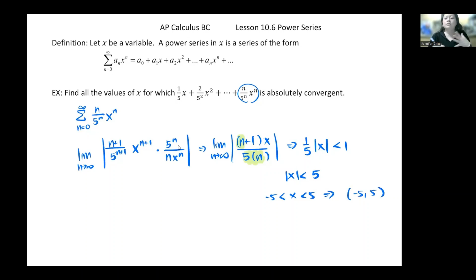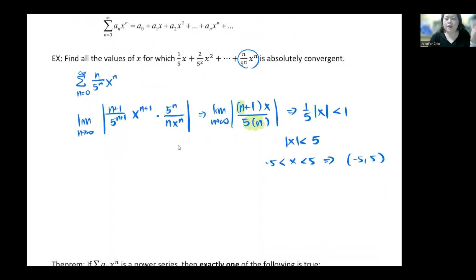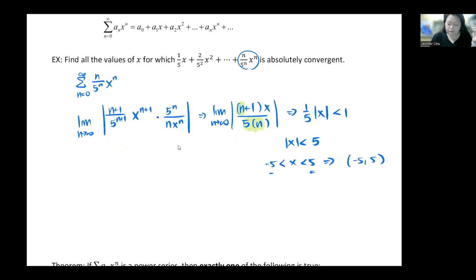All right. We like to write these as interval notations. Now, we're not done yet because you need to check your endpoints. You need to check your endpoints at negative 5 and 5 to see if they do converge or not, right? If they don't converge, then we don't include these endpoints. But if they do converge, we now need to close those endpoints. So we just need to check these endpoints.